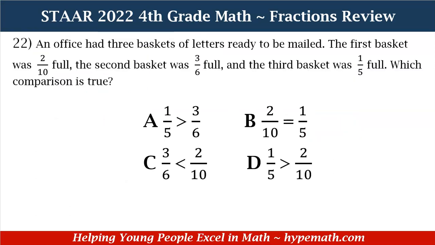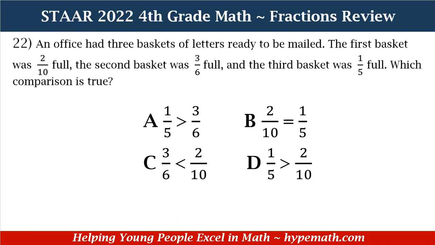Now let's dive into question number 22. An office had 3 baskets of letters ready to be mailed. The first basket was 2/10 full. The second basket was 3/6 full, and the third basket was 1/5 full. Which comparison is true? Is it A, 1/5 is greater than 3/6? Is it B, 2/10 is equal to 1/5? Is it C, 3/6 is less than 2/10? Or is it D, 1/5 is greater than 2/10?